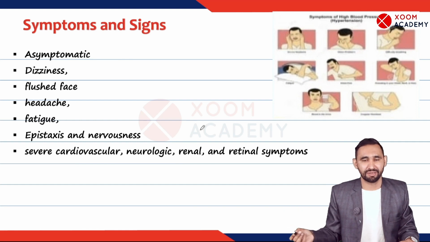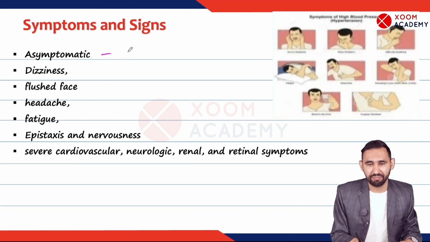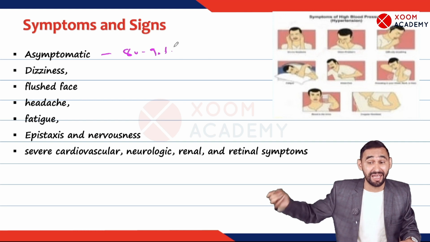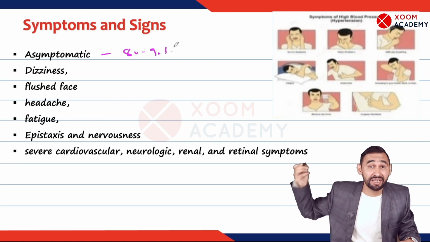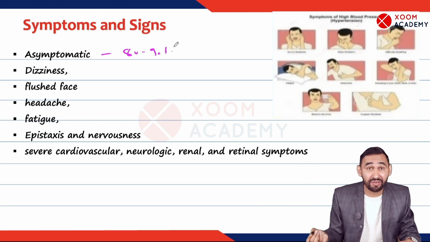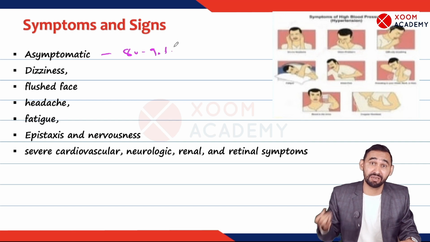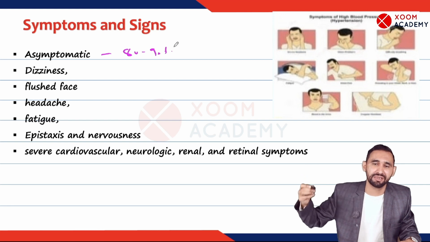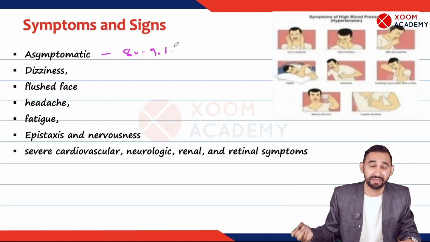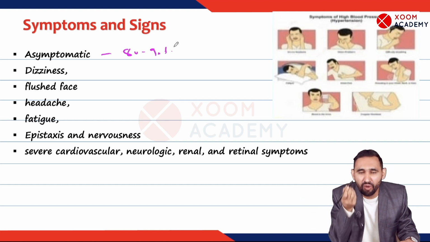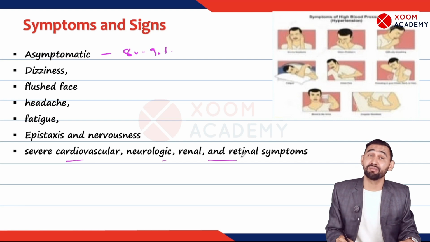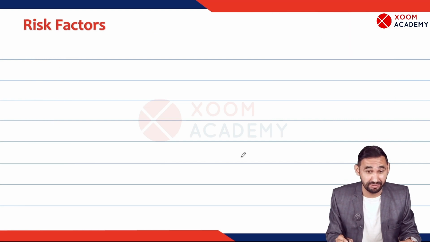What are the major symptoms? In 80 to 90% cases, it is asymptomatic. There are no symptoms. There may be dizziness. There is flushing of face. Headache can be a symptom. Fatigue can be a symptom. Epistaxis and nervousness. In high blood pressure, if systolic blood pressure rises above 160 and diastolic blood pressure rises above 100, there may be epistaxis. There may be bleeding from nose. And there are severe cardiovascular, neurological, renal, and retinal symptoms in malignant hypertension.